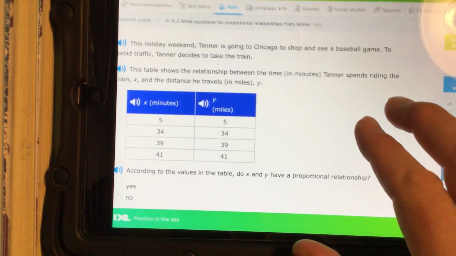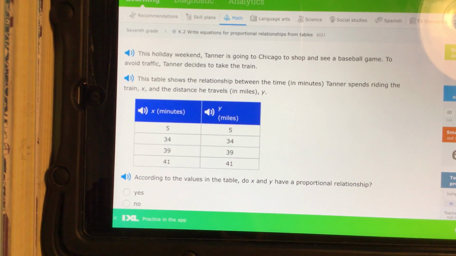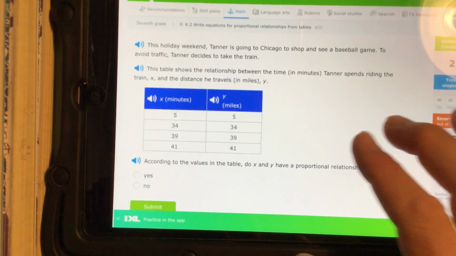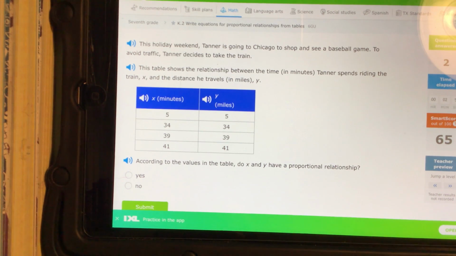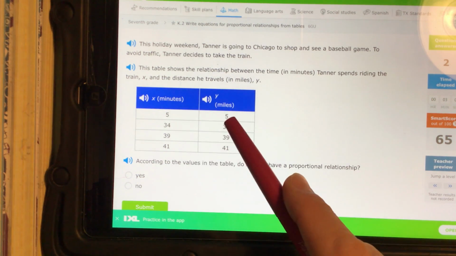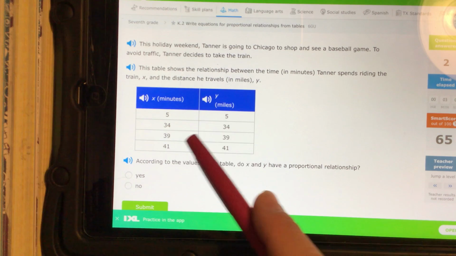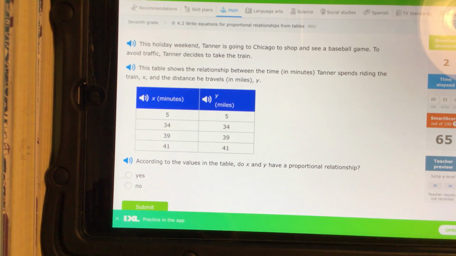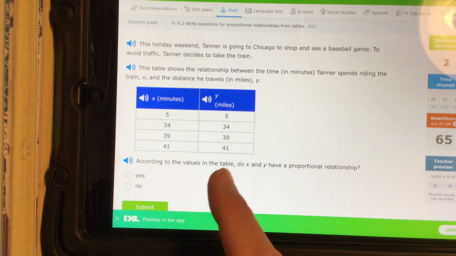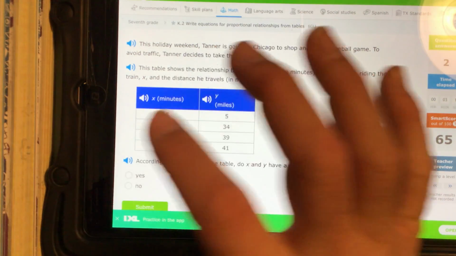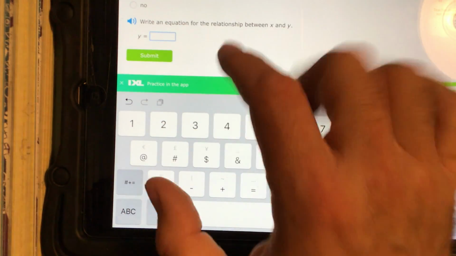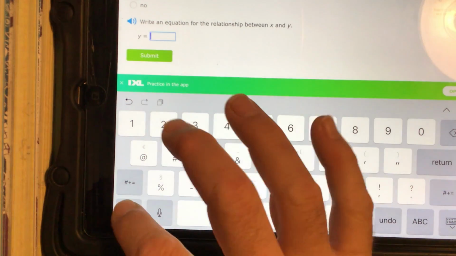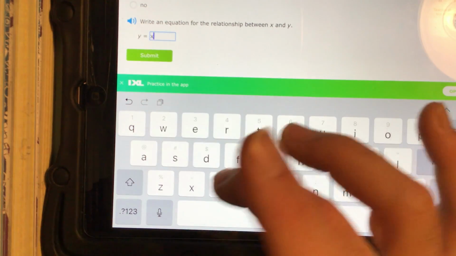I'll just do a couple more problems and we'll be done, guys. Here's another chart. According to the values in the table, do x and y have a proportional relationship? So this is what I was just talking about. Now we have to prove yes or no, is it proportional? So what's happening in 5? It's staying as 5. 34 staying as 34. 39, 39, 41, 41. This is just like the very first problem we did. It's doing y equals x or y equals 1 times x. It is proportional. Now they're asking me to say what it is. It's going to be y equals x.